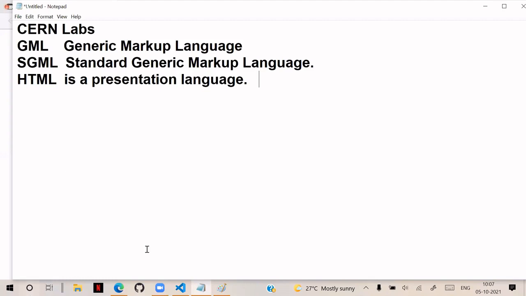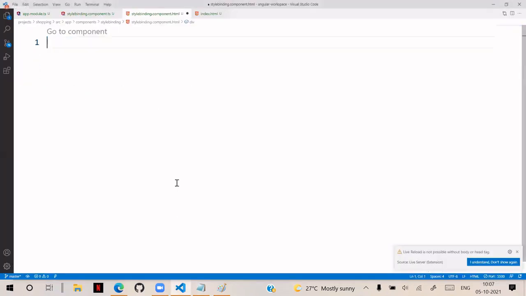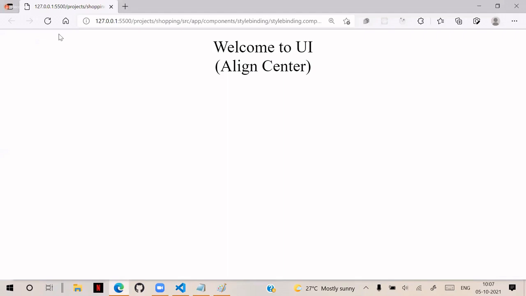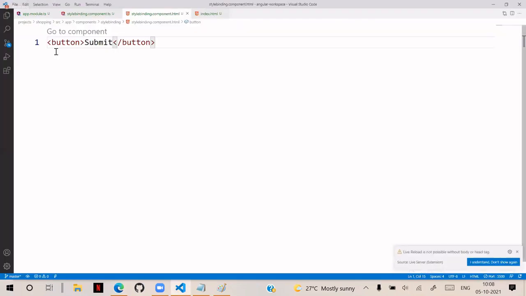For example, suppose here I am designing a button, say Submit. You can see HTML can create a button. But when I click on this button, nothing is happening. HTML cannot do anything. HTML can only prepare that presentation. To make it work, we have to use a programming language.